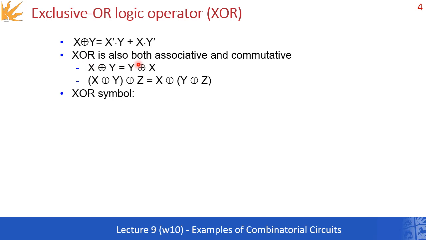What is important to note is that the XOR operator is both associative and commutative. Now, based on what we have also defined in previous lectures, that means that x XOR y equals y XOR x, so it's commutative, and x XOR y and all of that XOR z gives you exactly the same result as x XOR whatever is the result of y XOR z, so it's associative.